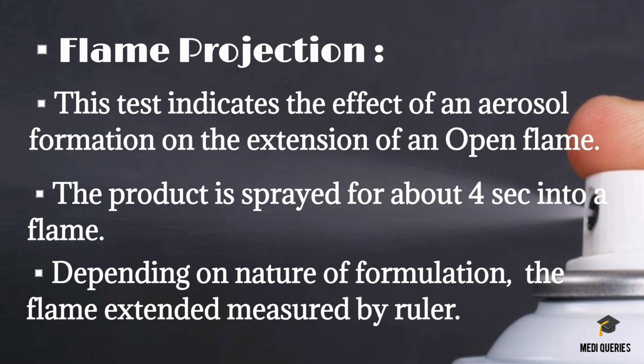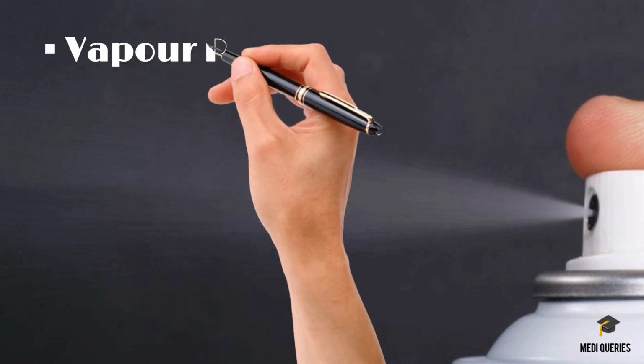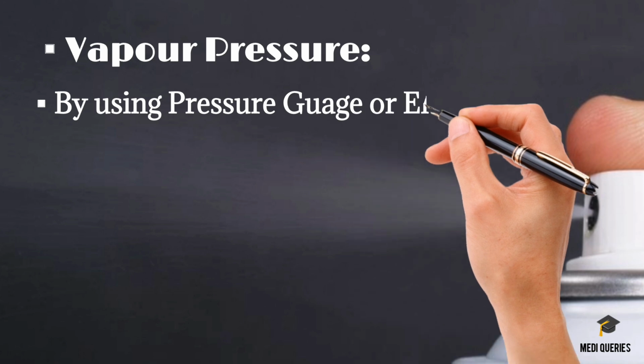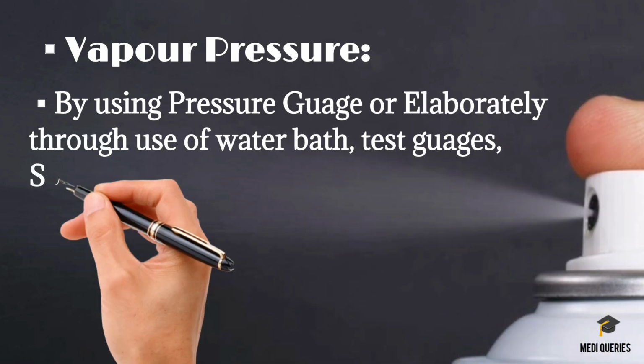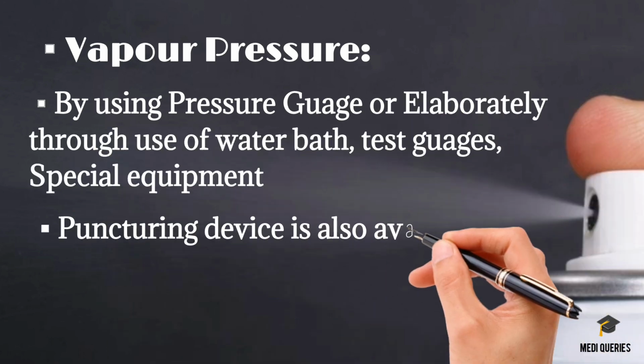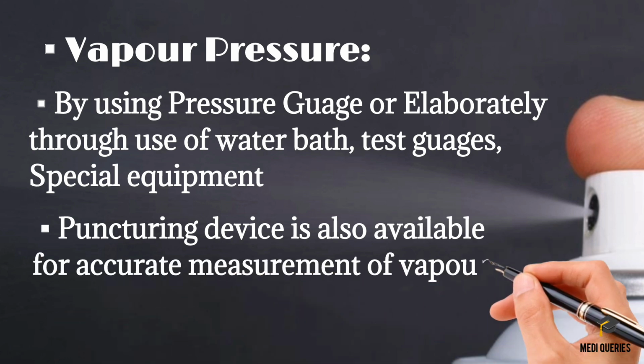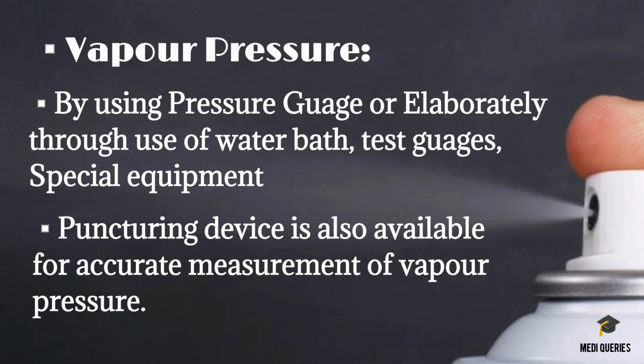And the next one is the vapor pressure. The pressure can be measured simply with a pressure gauge or elaborately through use of a water bath, test gauge, and special equipment. It is important that the pressure variation from container to container be determined, since excessive variation indicates the presence of air in the headspace. A can puncturing device is available for accurately measuring the vapor pressure. Methods are available for aerosol packages in both metal and glass containers.